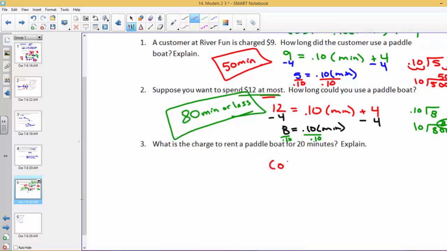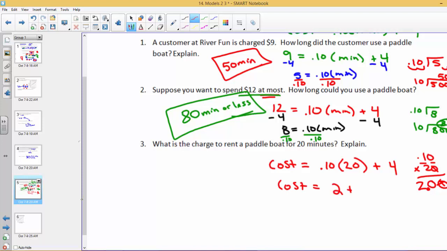So the cost would be 10 cents times 20 minutes plus $4. Well, 10 cents times 20 minutes, you would have a placeholder for this 0, and then 2 times 0 is 0, and 2 times 1 is 2. There's 2 decimals in the problem, so there's 2 decimals in the answer. So the cost is $2 plus $4, which is $6. So it would be $6 for 20 minutes.